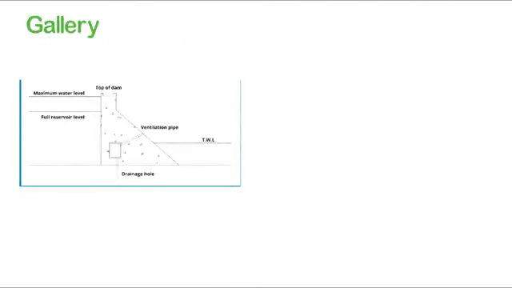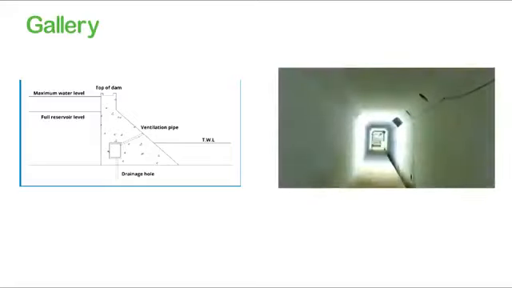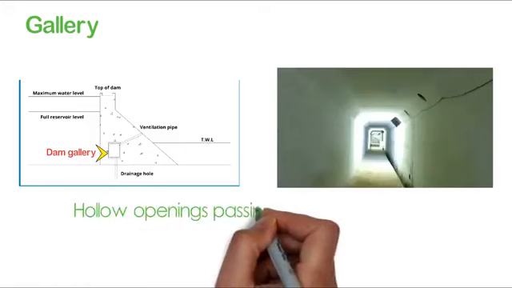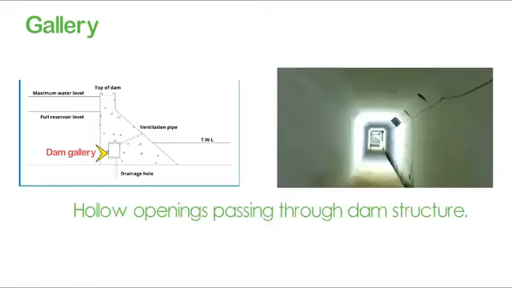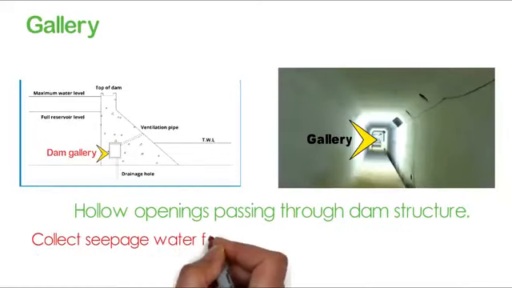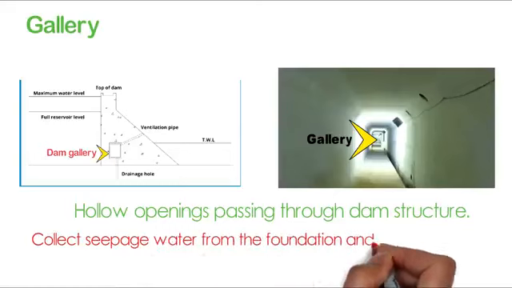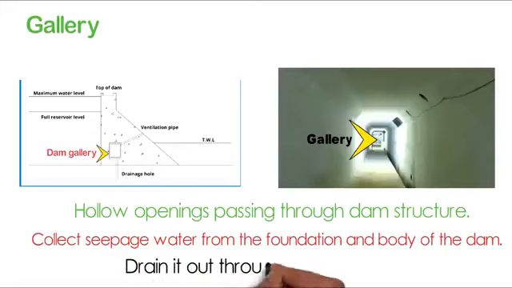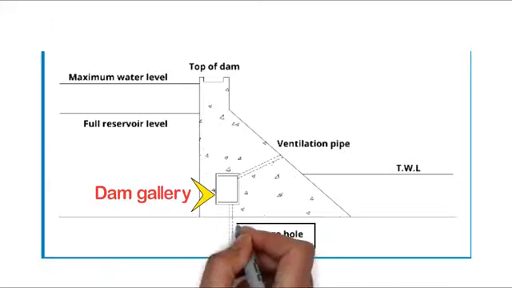Then coming to the next major component, that is the gallery. This is the cross section of a dam showing the dam gallery. It is simply a hollow opening passing through the dam structure. The main purpose of the gallery is to collect the seepage water from the foundation and the body of the dam and drain it out through drainage holes. This is the drainage hole.